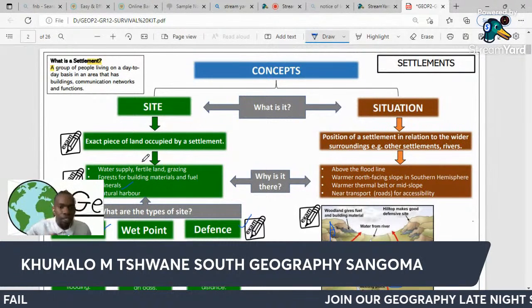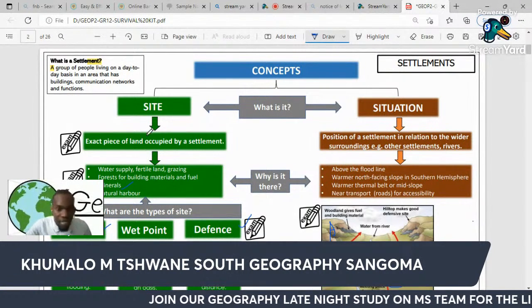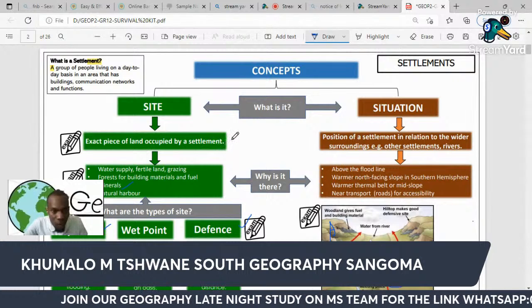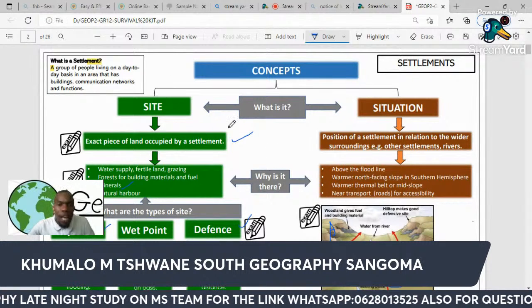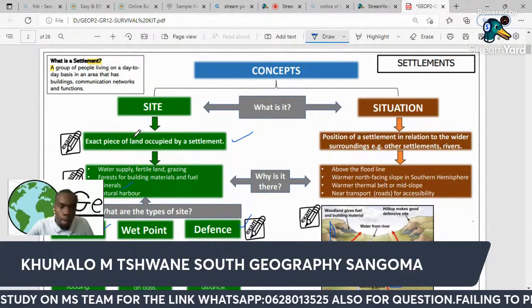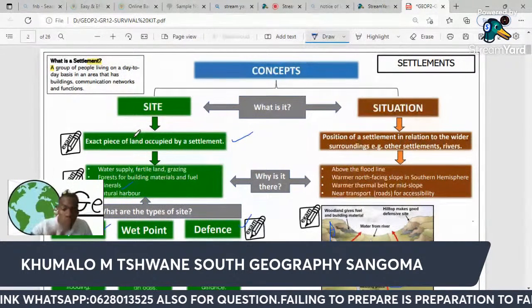that a settlement occupies on land. That is it there, our site. And then we ask ourselves, grade 12, how can we make it easy for us to understand this? I know this content is with you.